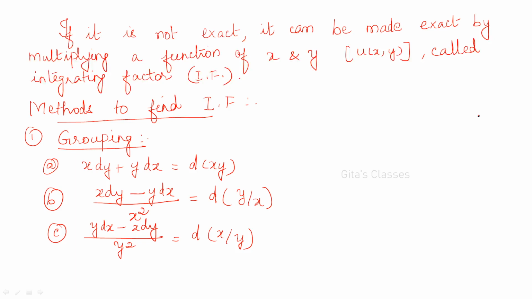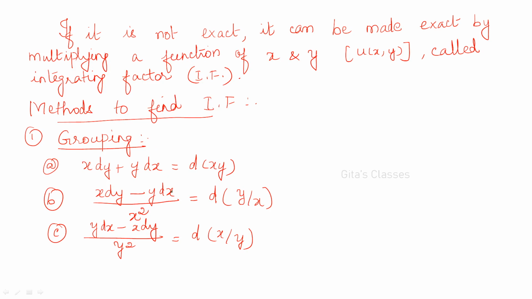Now, if it is not exact, if it is not satisfying that condition, then it can be made exact just by multiplying by a function u of x comma y, which is called the integrating factor. You multiply the given equation by the integrating factor, and you can make the given differential equation exact just by multiplying by this function. So what are the methods to find the integrating factor?